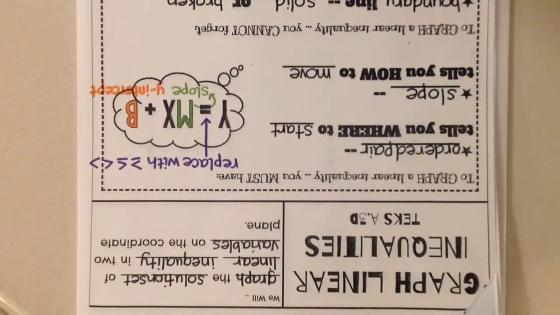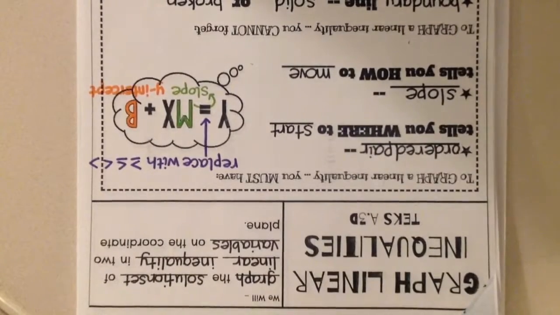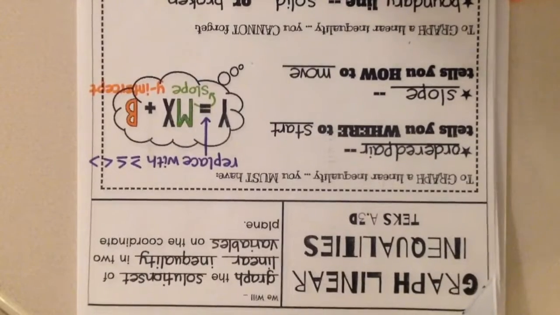Okay, today we're going to talk about graphing linear inequalities. We're going to graph the solution set of a linear inequality in two variables on the coordinate plane. To graph a linear inequality, you must have an ordered pair. That's going to tell you where to start making your graph line. And you have to have a slope. That's going to tell you how to move from your starting point.